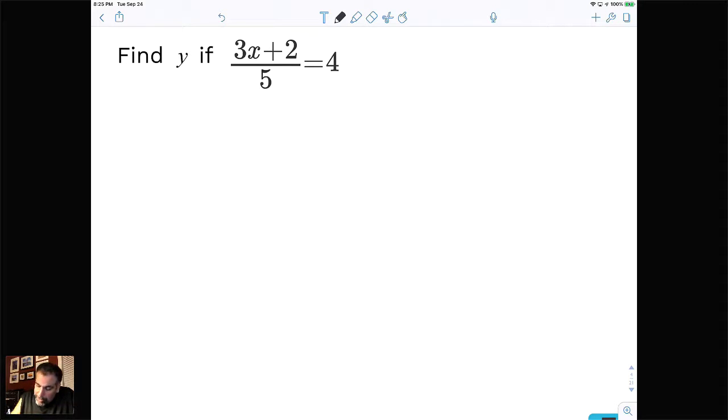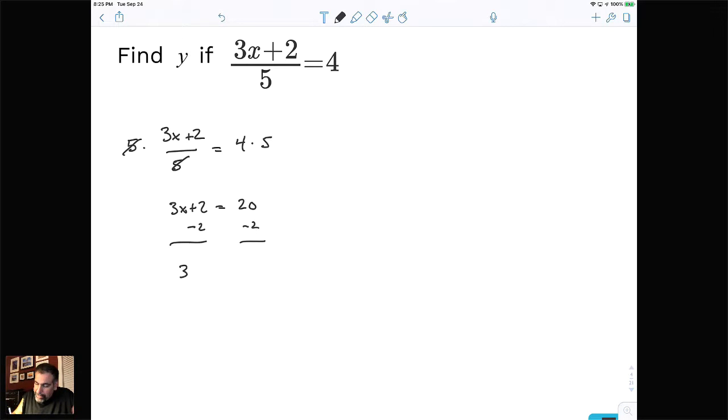I am sure that you do the same thing, and you're going to see a lot of this. Well, let's multiply both sides by 5, and then you'll cancel that, and you'll get 3x plus 2 equals 20. And then you'll see, well, let's subtract 2 from both sides, and you'll write it like this, and you get 3x equals 18. And then, well, let's divide by 3 on both sides, and you'll get x equals 6.